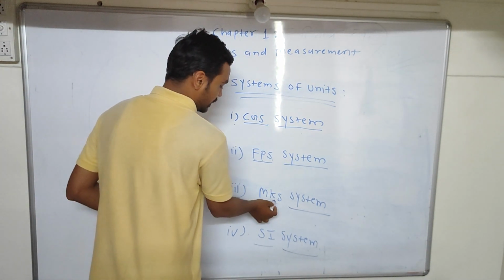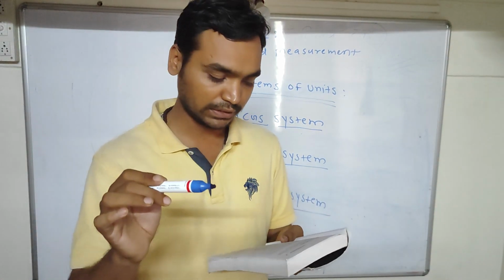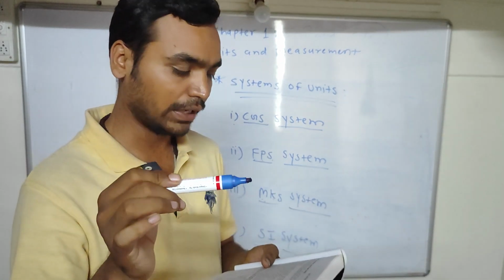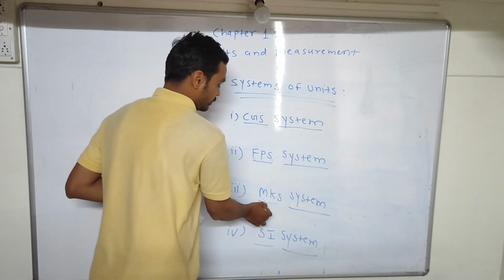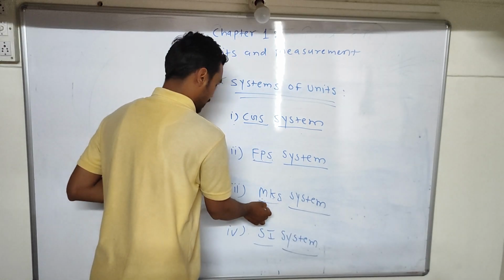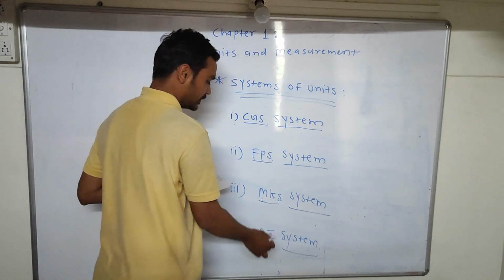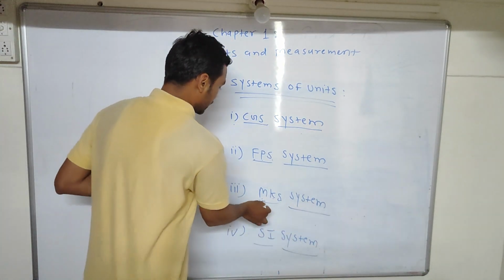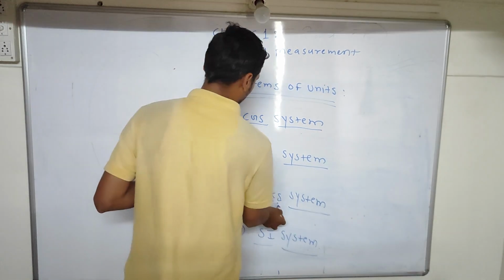Then MKS system: the unit of length is meter, the unit of mass is kilogram, and the unit of time is second. M for meter, K for kilogram, and S for second.